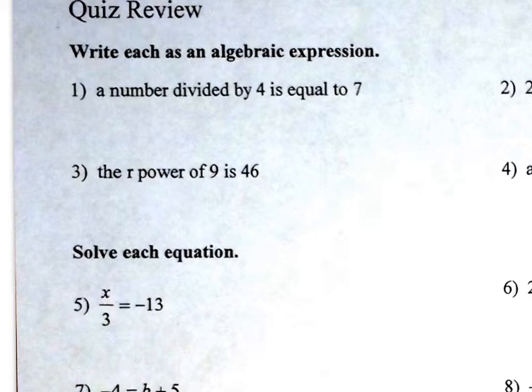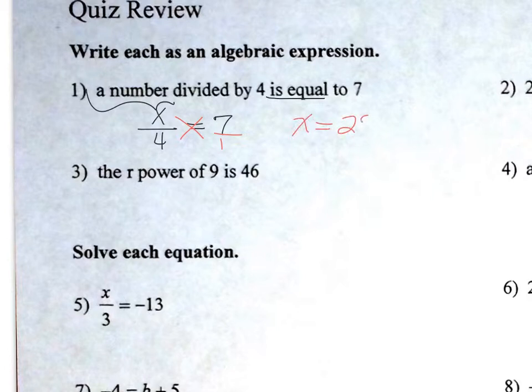So a number, what is a number? X. So a number, x, is divided by 4. So x divided by 4 is equal to 7. Okay, so that could be written as a proportion. If I write it as a proportion, I can put it over 1, and then we cross multiply. So 1 times x is x, and 7 times 4 is 28. Simple as that. Okay, now you try number 2.